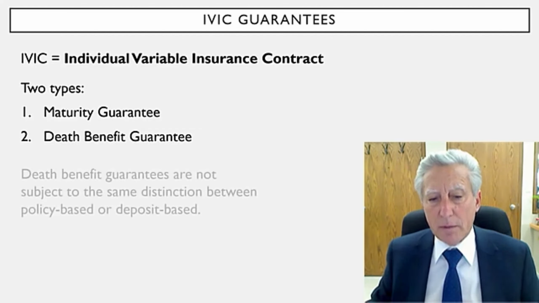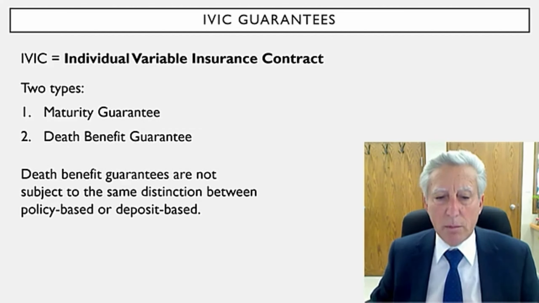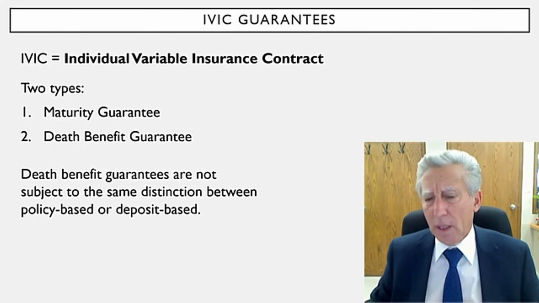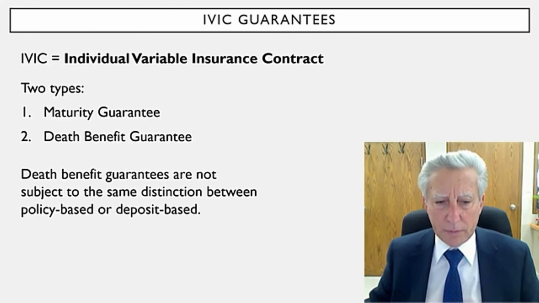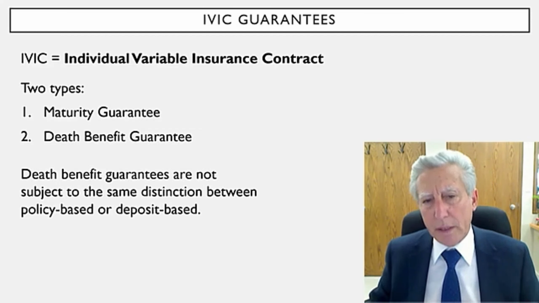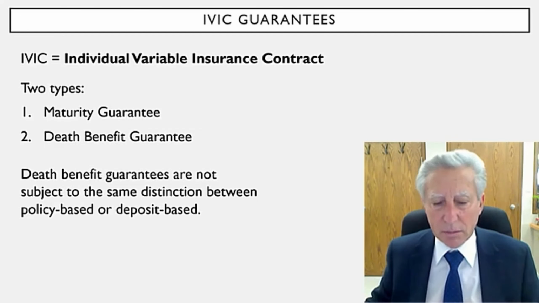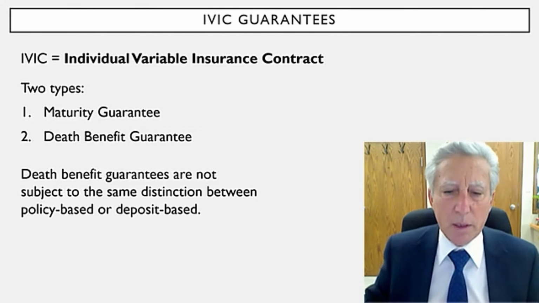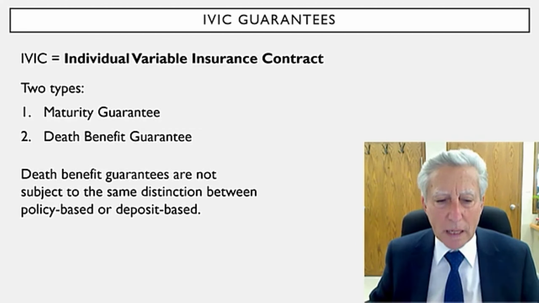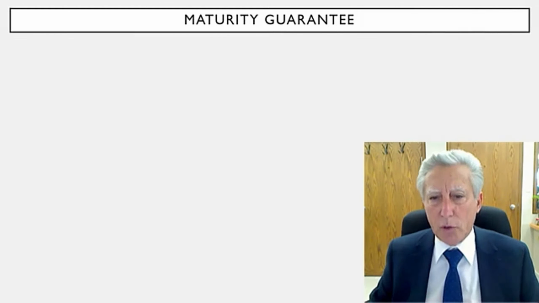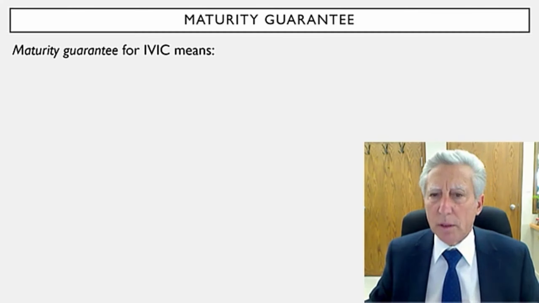Okay, so death benefit guarantees are not subject to the same distinction between policy-based or deposit-based. In other words, there is a distinctive difference between maturity guarantees between the two different kinds of policies. But death benefit is death benefit, so it doesn't really matter whether it's policy-based or deposit-based. The death benefit guarantee is not subject to any distinction, because when a person dies, the person dies, and so it doesn't really matter. Where it does matter really is the maturity, and that's why this particular session talks about the maturity guarantee more than the death benefit guarantee.